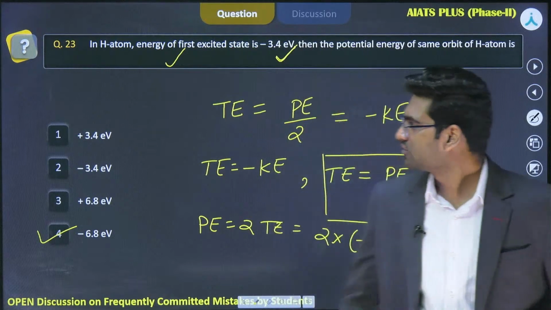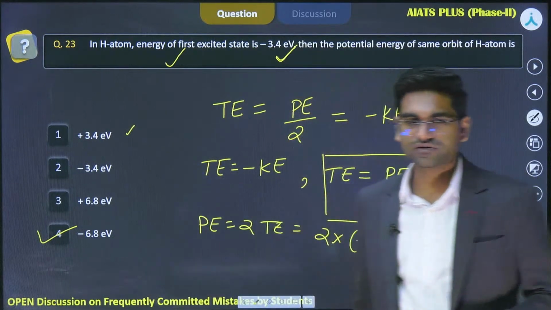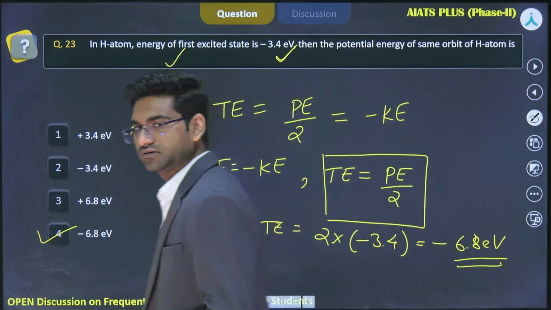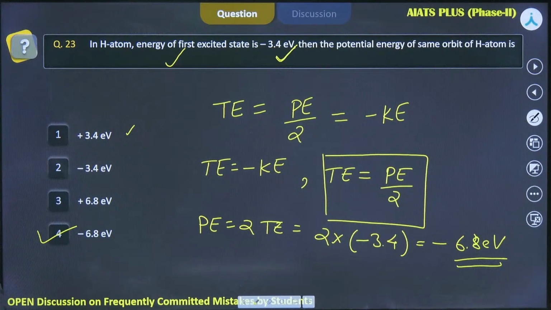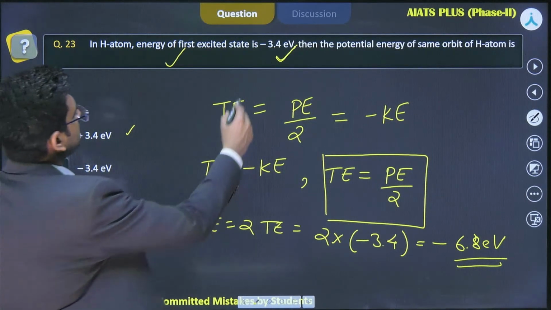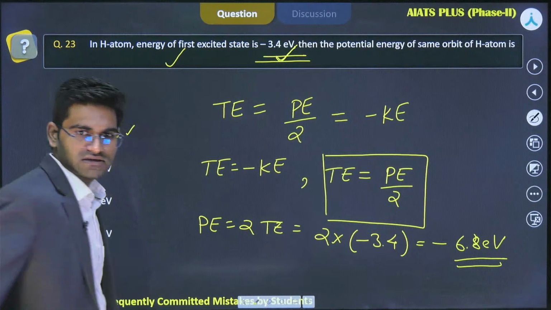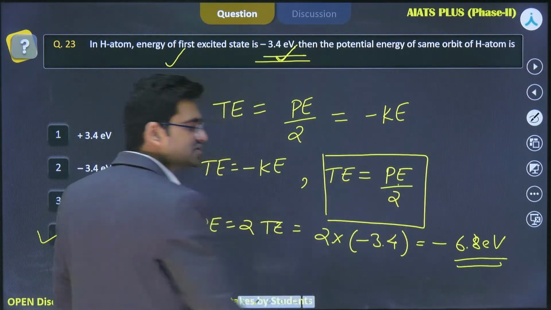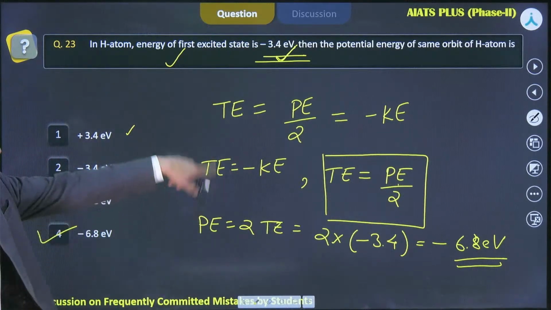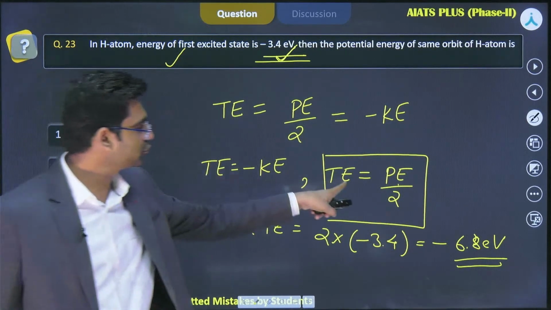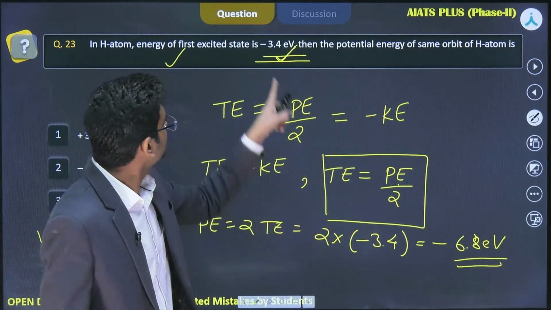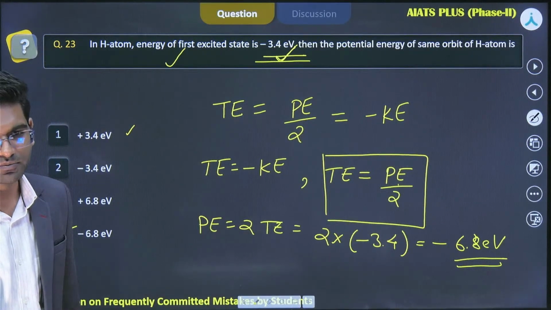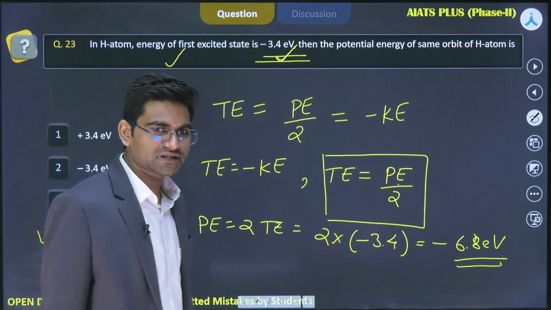Abhishek, you have given me the answer A. No, answer A is not correct. Okay, are you getting this now? The answer should be minus 6.8, not plus 6.8. See, the total energy is negative, right? And the magnitude of potential energy is twice of total energy. Just multiply 2 with whatever total energy you are given. So minus 3.4 into 2 will be minus 6.8. Kinetic energy will be positive. Here, total energy and potential energy will be negative.